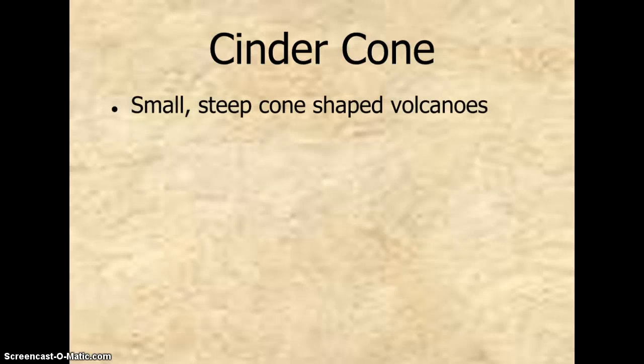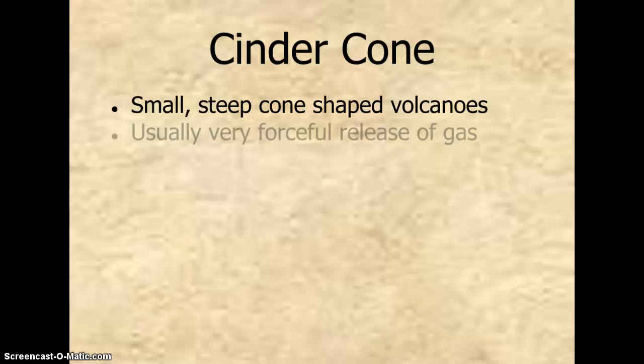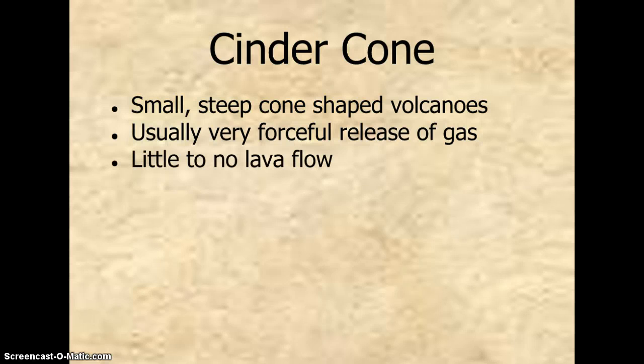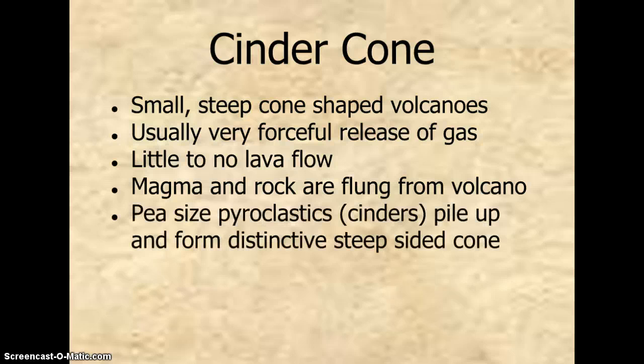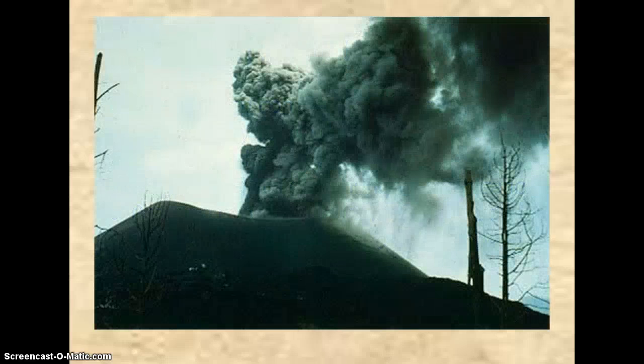The next type of volcano that's kind of unusual is a cinder cone volcano. These are small, steep, cone-shaped volcanoes. They have a lot of gas in them, and they release little to no lava, but they do have rocks and stuff flung out of there. I think of them as sort of a dry volcano, but that's not necessarily what they are. They have a lot of pea-size material called cinders that pile up and form that distinct cone shape. And there's an example of one of those. They don't get very tall, but they are rather steep.